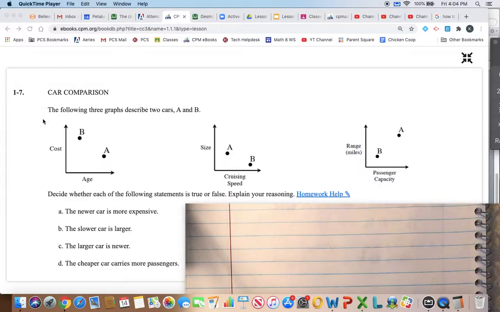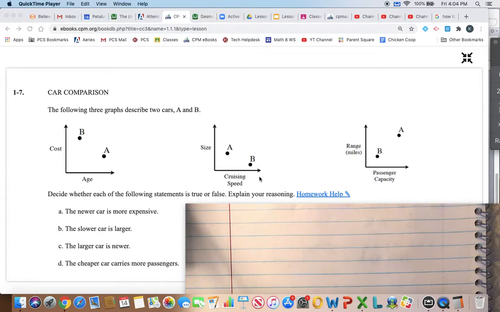1-7, car comparison. The following three graphs describe two cars, A and B. Decide whether each of the following statements is true or false and explain your reasoning. Let's look at these graphs first. Age is one of the axes, and it looks like A is older than B. B is a newer car. So remember that. And then for cost, it looks like A is cheaper than B. So A may be an older car, but it's cheaper. B is a newer car, but it costs more.